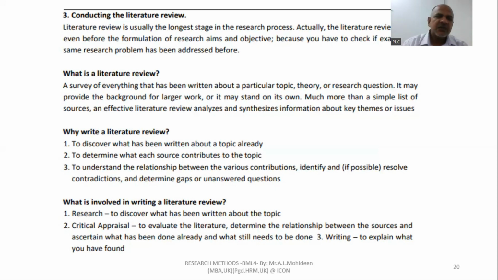So first you have to discover what has been written on the topic already. You have to determine the source contribution to the topic, and you have to understand the relationship between the various contributions and identify, resolve, and predict whether there are contradictions or gaps. So what is the gap? Unanswered questions. There are some gaps you have to identify. Sometimes in the research, I will put in my conclusion some further research, and I will give some recommendations. So this is what I didn't identify.